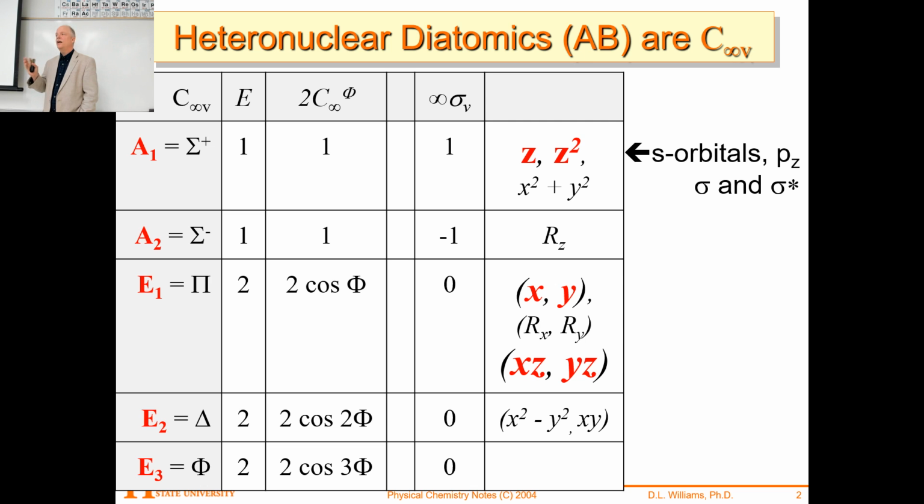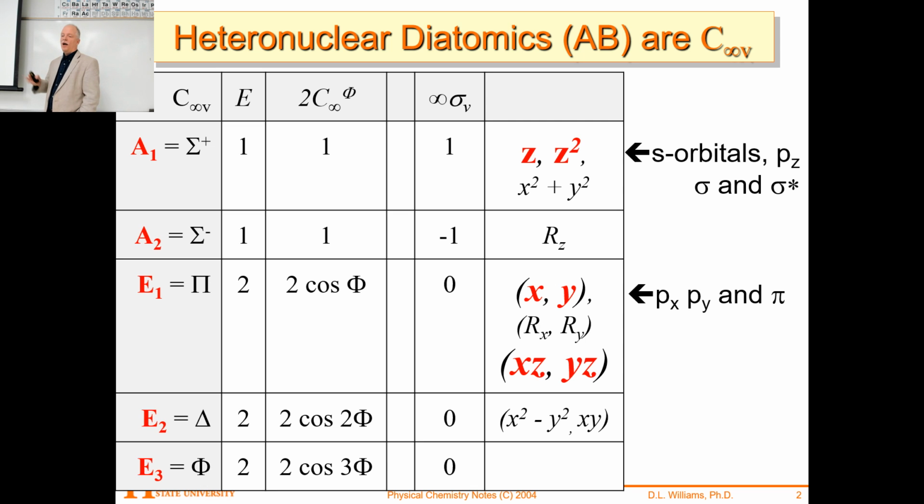So whenever we're making an MO diagram, you can't mix a px orbital with a pz orbital because they're going to be different symmetries. Okay. The px orbital and the py orbitals are going to be x and y, and those are going to be in the E1 symmetry. And then the s orbitals, the pz orbitals, those are going to be A1, and so they'll mix together, but they won't mix with px's and py's.